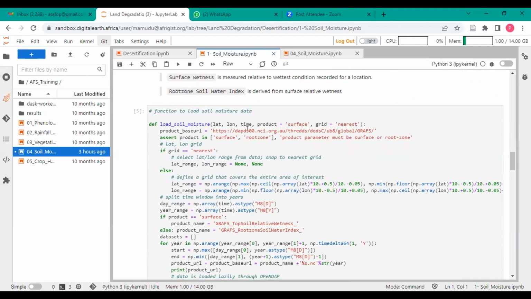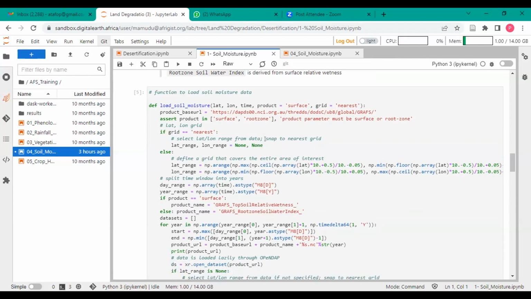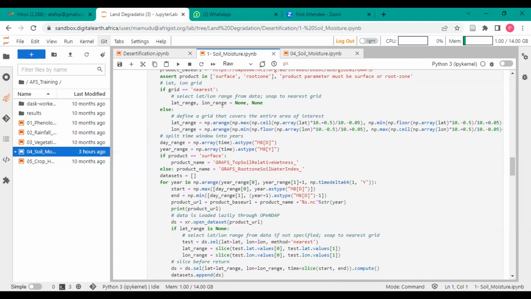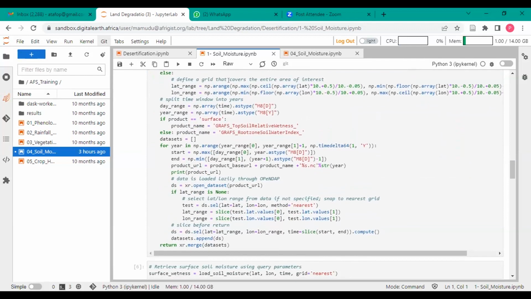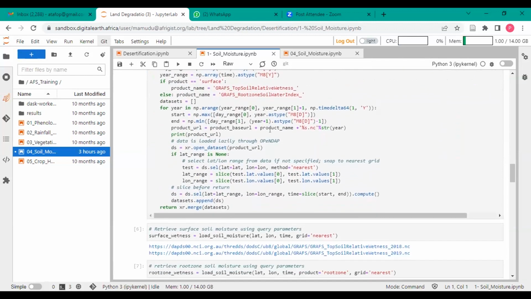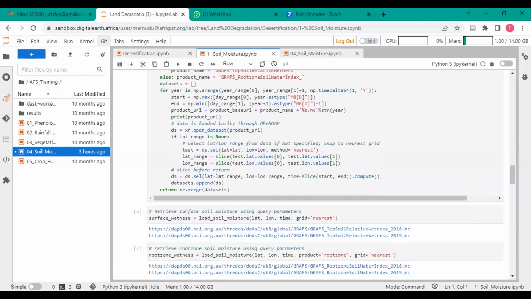We are loading it from the DAP DS nci.org.au datasets, which is where the GRAFS dataset is stored. And then, of course, we have specific parameters. We are retrieving only the surface wetness as well as only the root zone wetness. Other aspects of this are specifying our latitude and longitude range, as well as the product name, which is the GRAFS topsoil relative wetness and the GRAFS root zone soil water index datasets. And so we'll run this code.